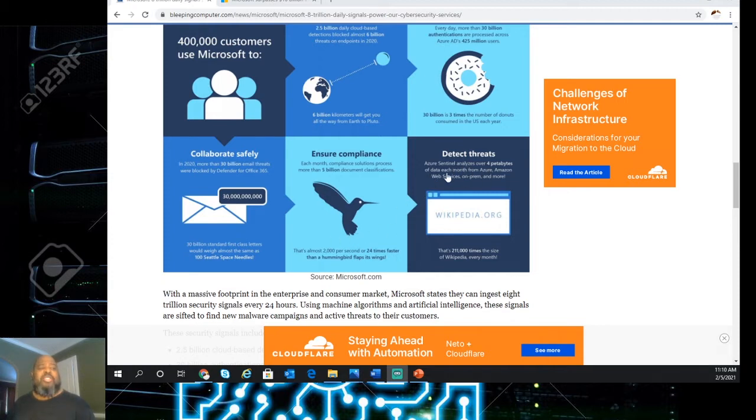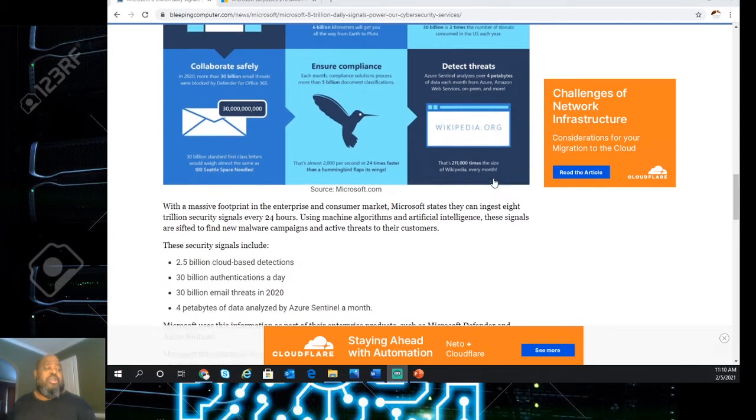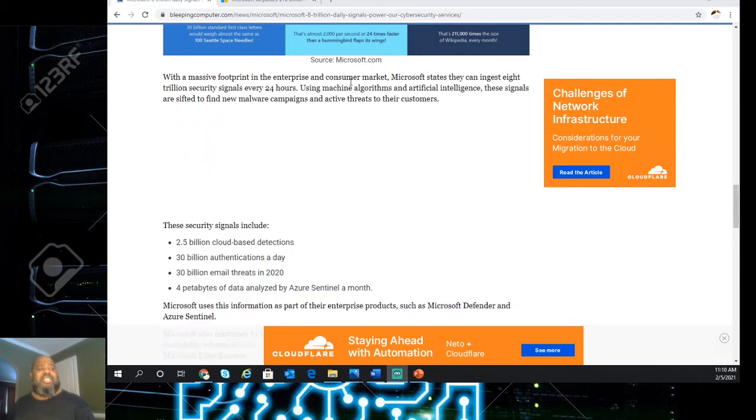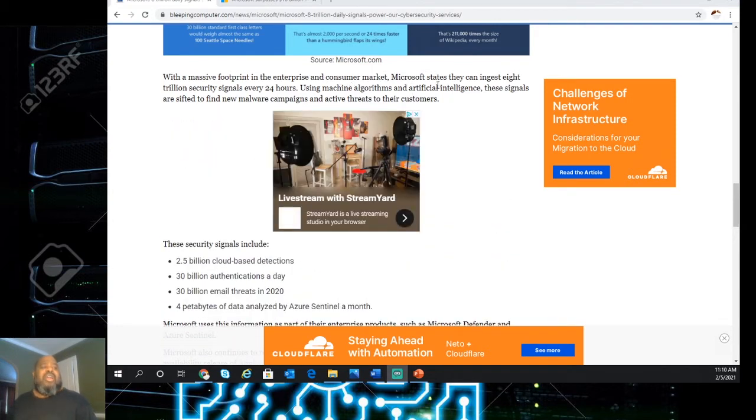Detect threats. Azure Sentinel analyzed over 4 petabytes of data each month from Azure, Amazon Web Services, on-prem, and much more. With the massive footprint in the enterprise and the consumer market, Microsoft states that they can ingest 8 trillion security signals every 24 hours. Using machine algorithms and artificial intelligence, these signals are sifted to find new malware campaigns and active threats to consumers.